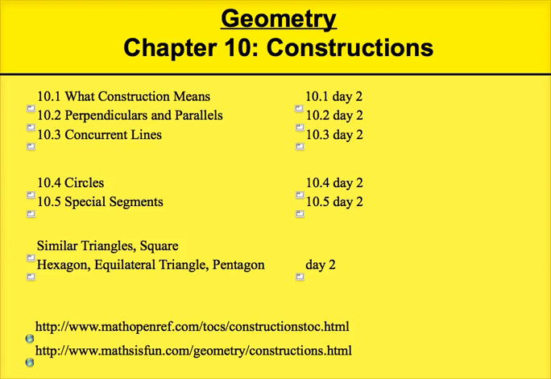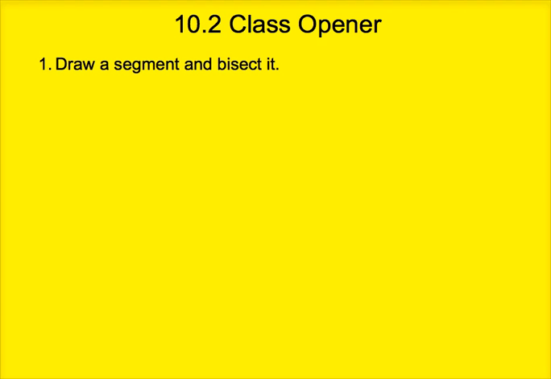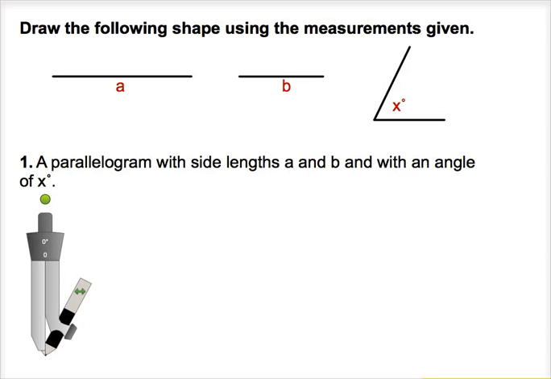Section 10.2, Day 2. Your class opener. Draw a segment and bisect it. Right. Draw the following shape using the measurements given.